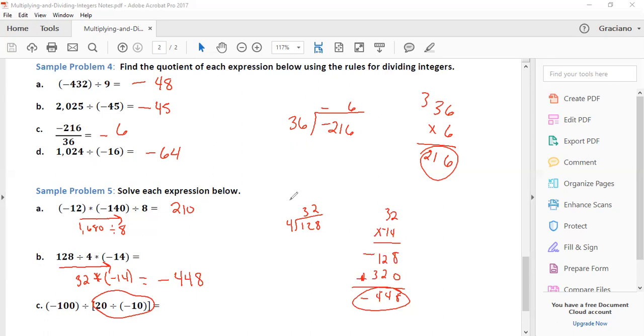Okay, and then for letter C, we have parentheses, so we're going to do this operation in parentheses first. So the first thing we're going to do is divide 20 by negative 10, right? They have matching zeros, so actually what I'm going to do is get rid of those zeros, and just do 2 divided by negative 1, which is just going to give me negative 2. And so now I have negative 100 divided by negative 2. I have 2 negatives dividing each other, so my answer is going to be positive. So 100 divided by 2 is just 50.